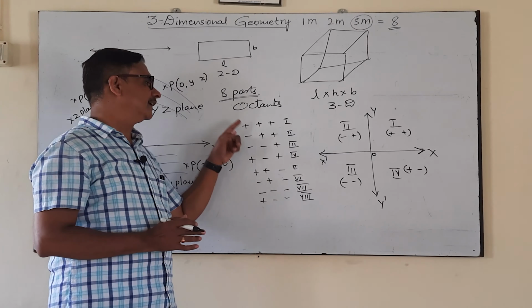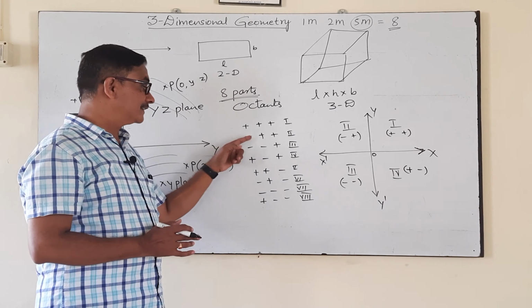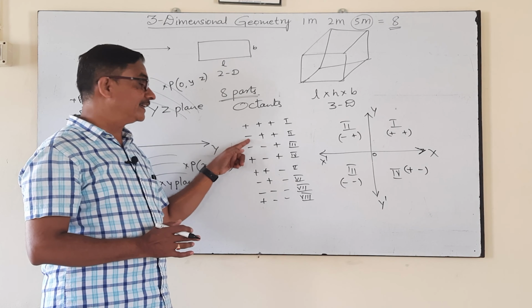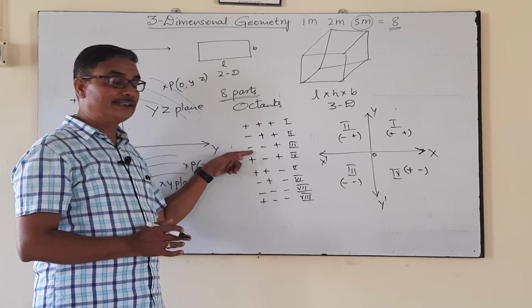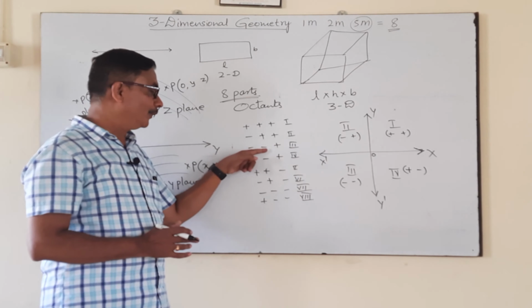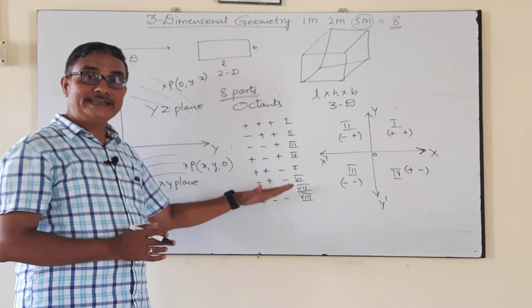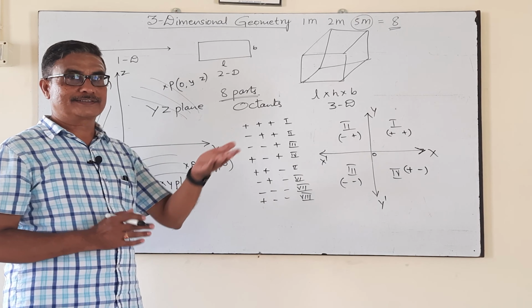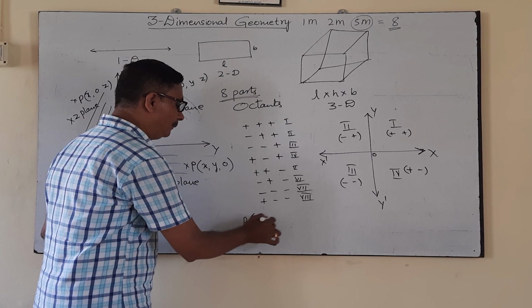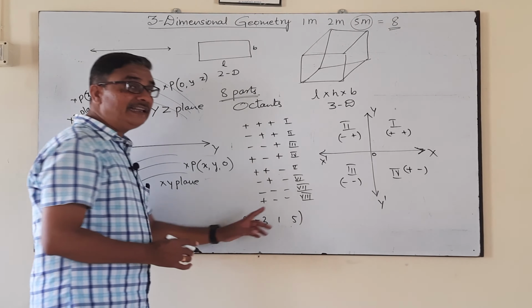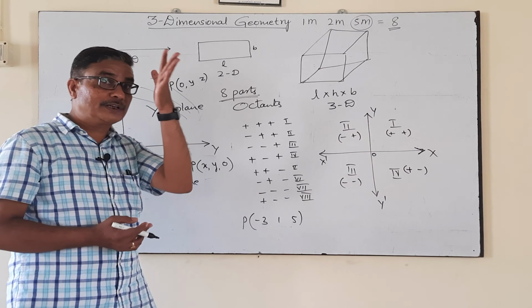In the first octant, the x-axis, y-axis, z-axis values are all positive. In the second octant, x is negative, y positive, z positive. Third octant, x negative, y negative, z positive. Like that, totally 8 octants. They may ask in a CET question: suppose the point P, say (-3, 1, 5), lies in which octant? Leave the numbers, only observe the sign.